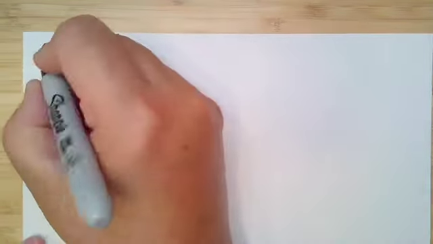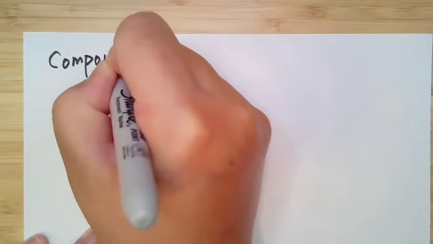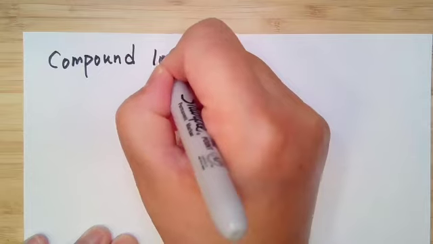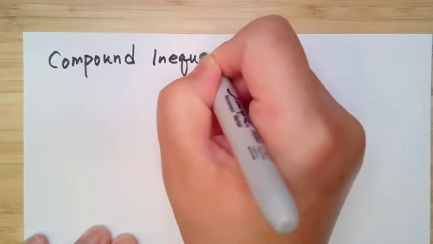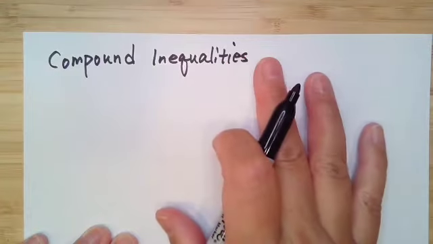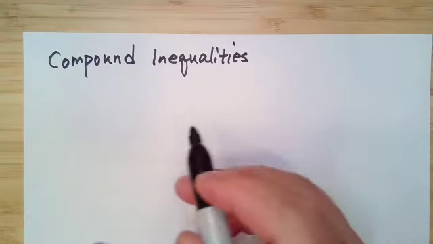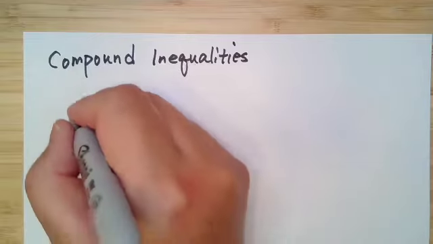All right, the next concept is a new one. It's called compound inequalities. This is a new thing. We don't have this for the equation part. What does that mean? Let me give you one example.